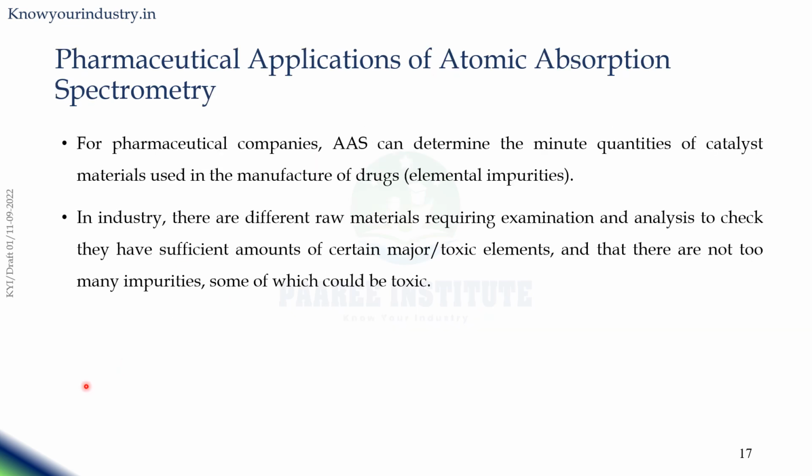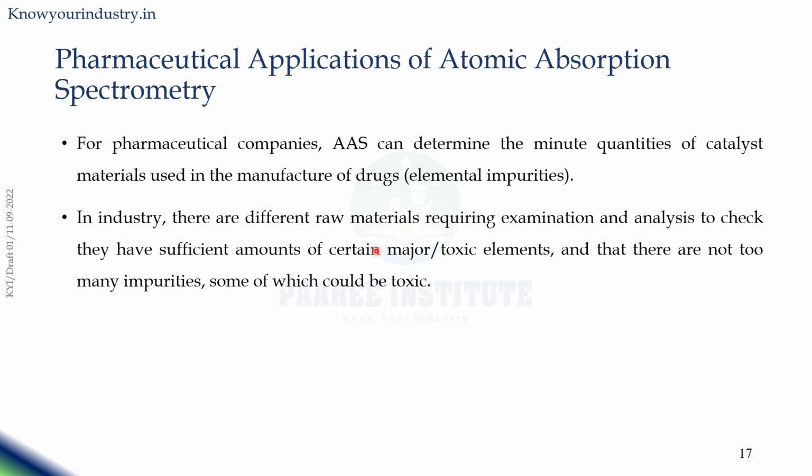In continuation to the applications, for pharmaceutical companies, atomic absorption spectrometry can determine minute quantities of the catalyst material or the metals used in the manufacture of drugs. So when you synthesize drugs during manufacturing in API companies, metals are used as catalysts, and the final product can be tested for the presence of these metals or elemental impurities using AAS.